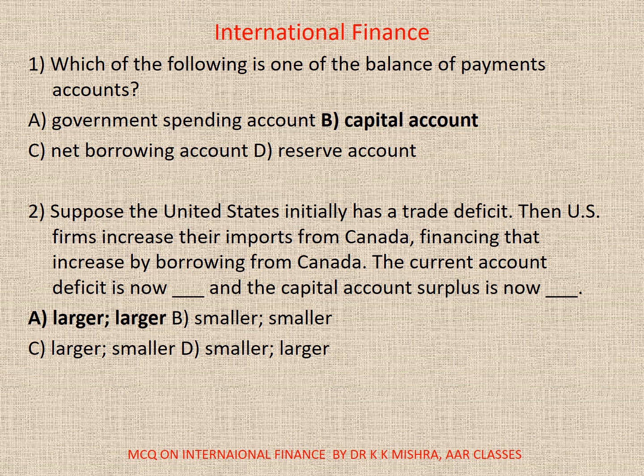Capital account. 2. Suppose the United States initially has a trade deficit, then US firms increase their imports from Canada, financing that increase by borrowing from Canada. The current account deficit is now dash and the capital account surplus is now dash. Here correct option is A, larger.